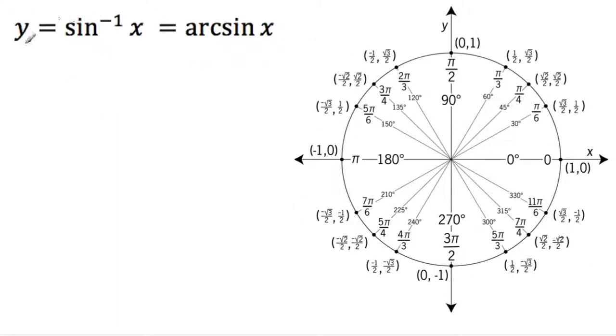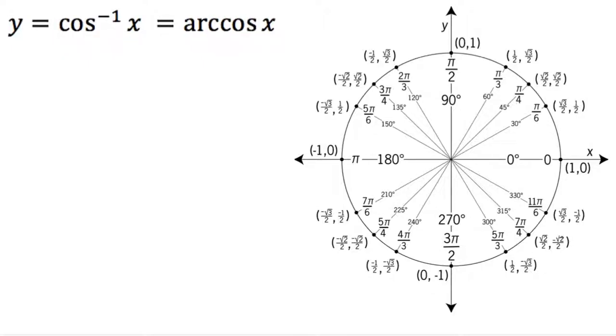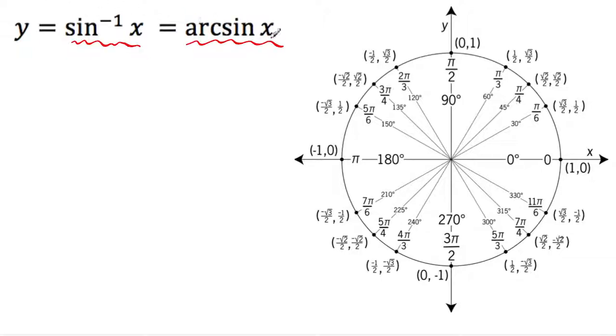So here's the unit circle, and first off, realize this notation. So if I have y is equal to the inverse sine of x, you will sometimes see arcsine. These are the same exact thing. So if you see inverse sine of x or arcsine of x, they are the exact same. And that goes for cosine and tangent as well. It's just a different way. So you may see them written either way, but they mean the exact same thing. So arcsine of x is the inverse sine.